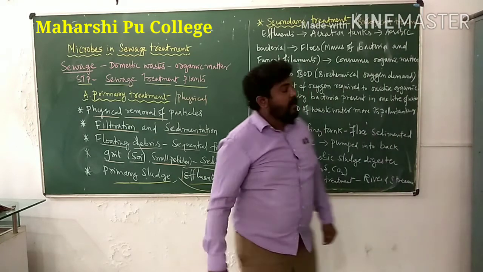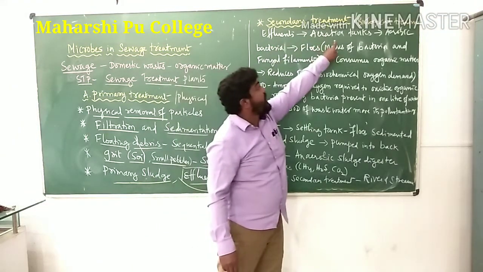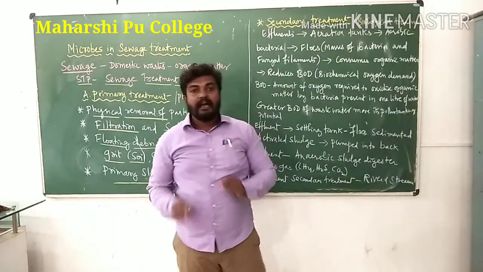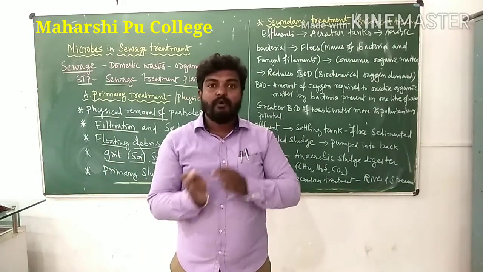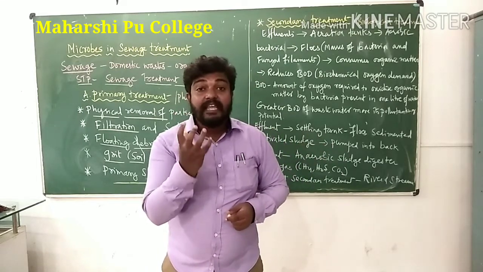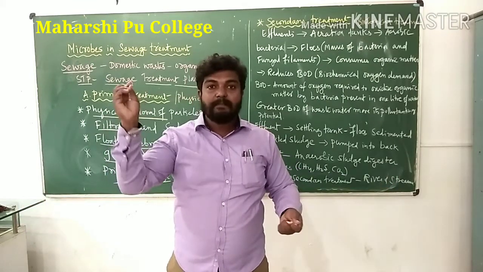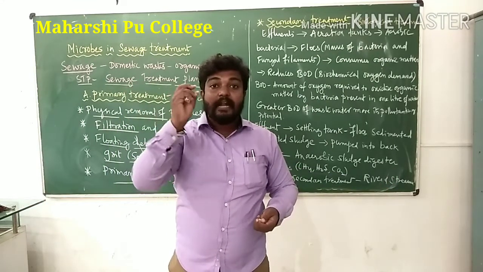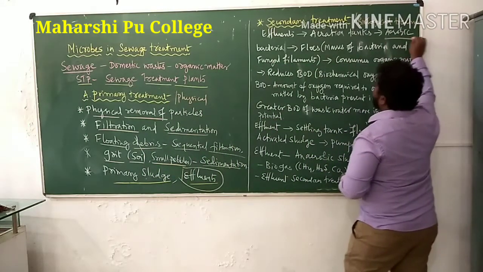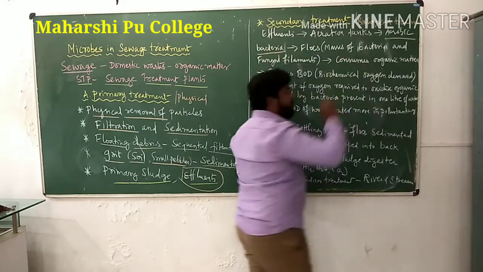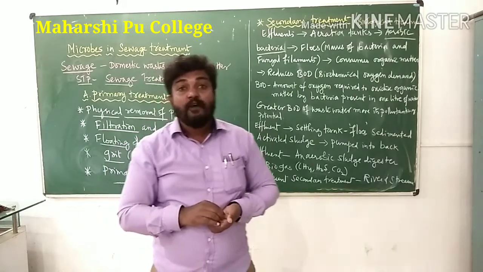We call it a biological treatment. Here the effluents are passed down into an aeration tank. We are going to pass it into the aeration tank. That aeration tank is a large tank, where the oxygen supply is continuous, and there will be enormous growth of aerobic bacteria. What is aerobic bacteria?